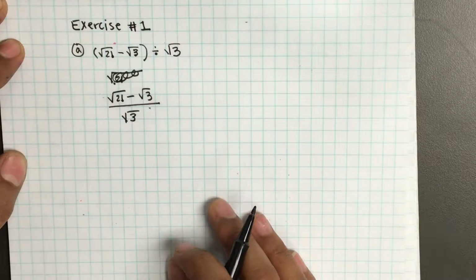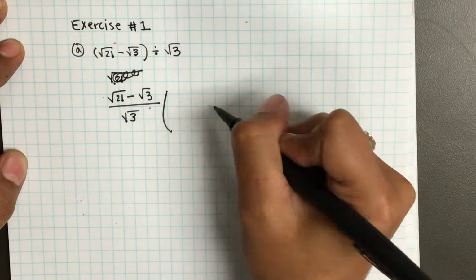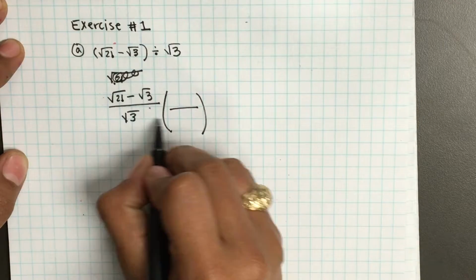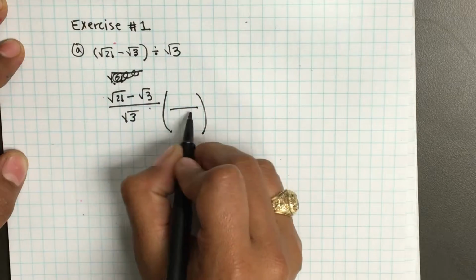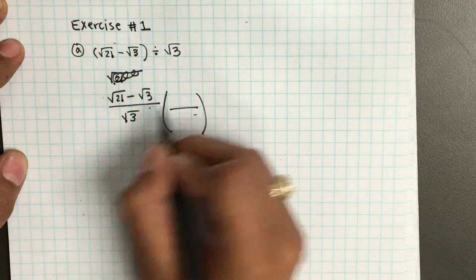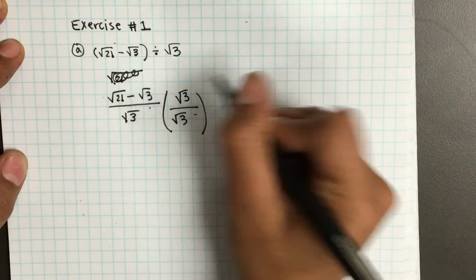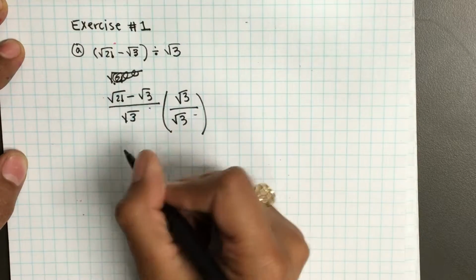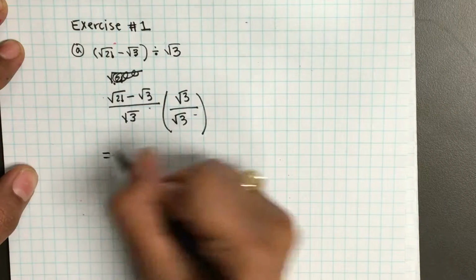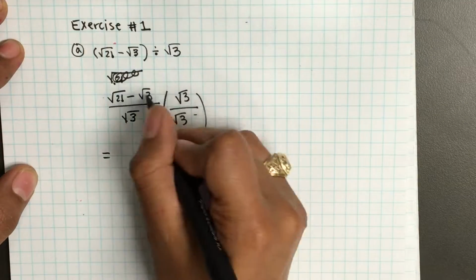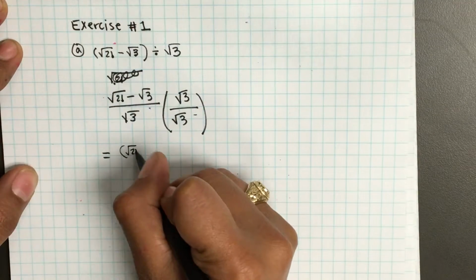Okay, so from here, all we have to do is multiply these two by the same radical. So we're going to multiply that: we have square root of 3 on the bottom, square root of 3 on top. Great. And then we're going to simplify this further. Here we're eventually going to distribute this.